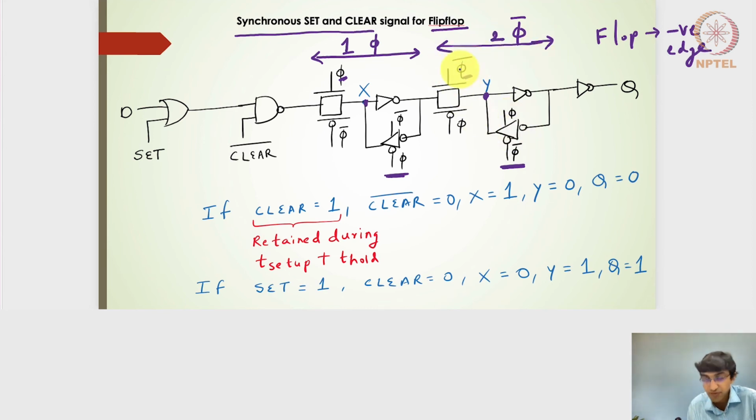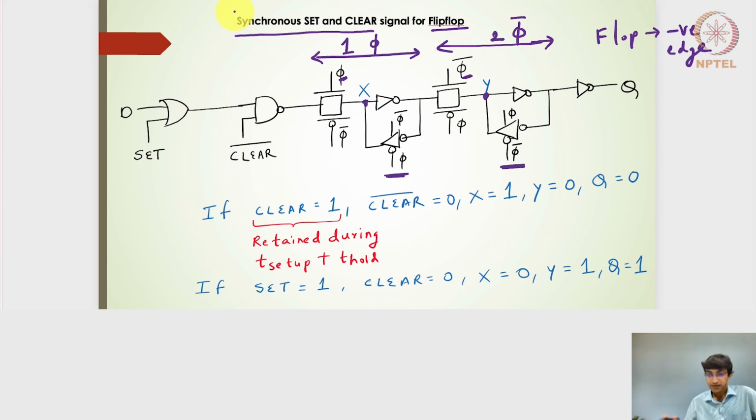If latch 2 is operating at phi bar, that is the low level, this tri-state inverter will operate in the high level of the clock. And if this latch is operating in the high level of the clock, this tri-state inverter will operate only in the opaque mode, that is the low level of the clock. With this understanding, we have the set and clear signal here, and we want the synchronous set and clear signal for the flip-flop.